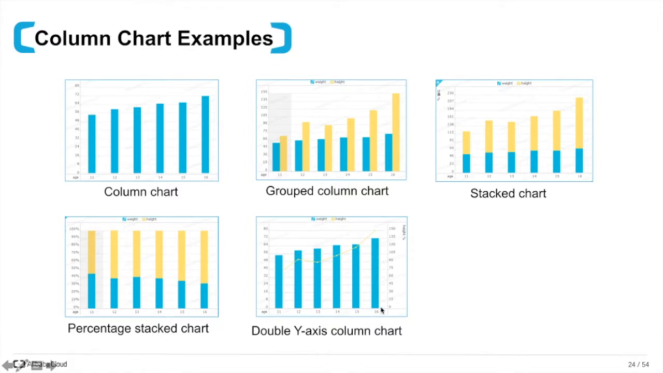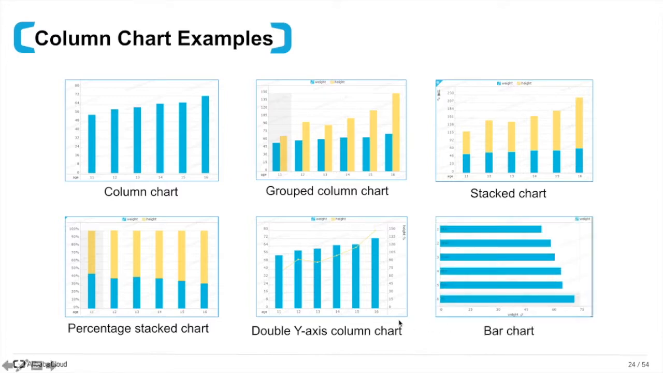And this one is also a very useful one. We call it a double y-axis column chart, because weight and height may use different units to present the values, so you put them on different y-axes. It's more meaningful, so you can do a better comparison between the two metrics. And the last one, you can turn the column chart to the horizontal direction to make it a bar chart. It's based on your purpose or personal usage.